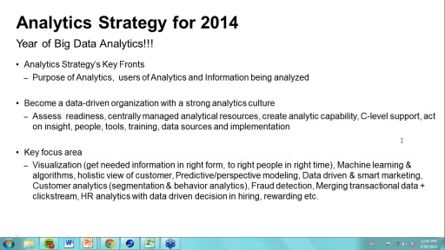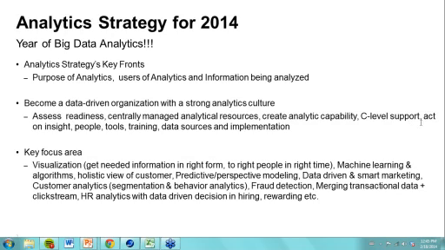Key focus areas going forward: visualization is becoming a pretty interesting thing, in terms of getting the needed information in the right form to the right people at the right time. We are seeing a lot of emphasis on visualization. Machine learning and algorithms, such as NLP, are also becoming pretty important.